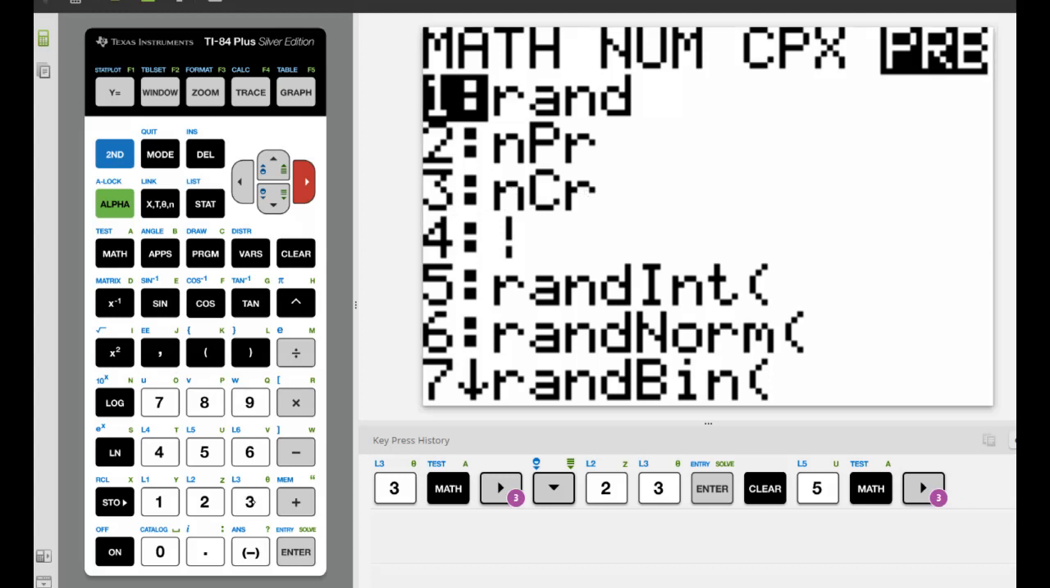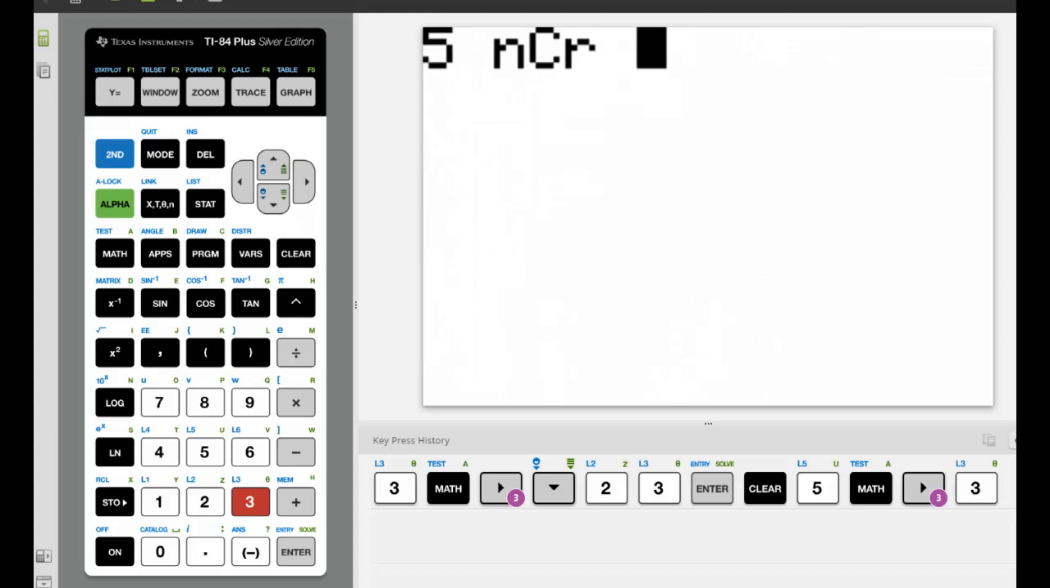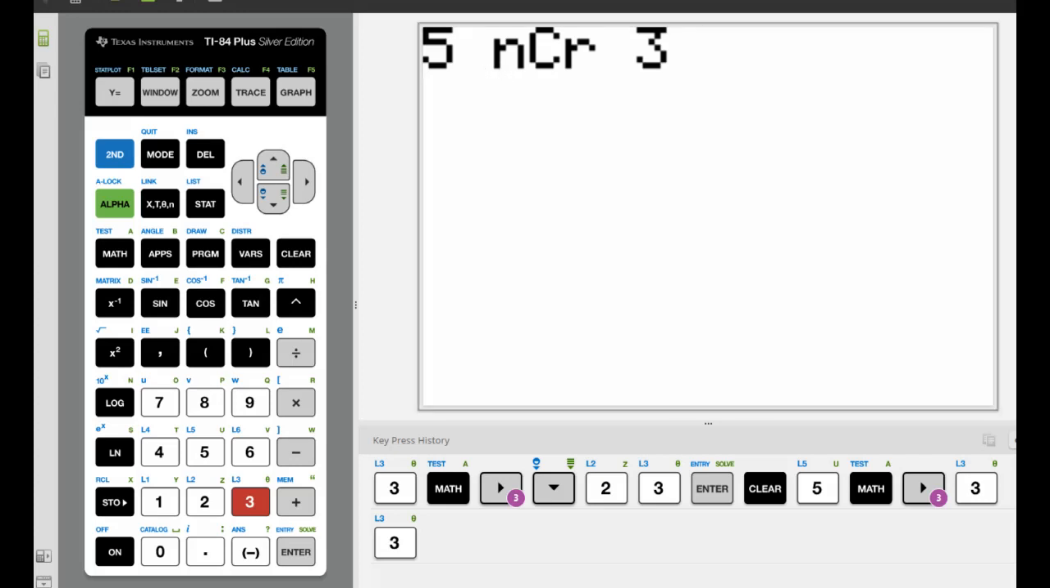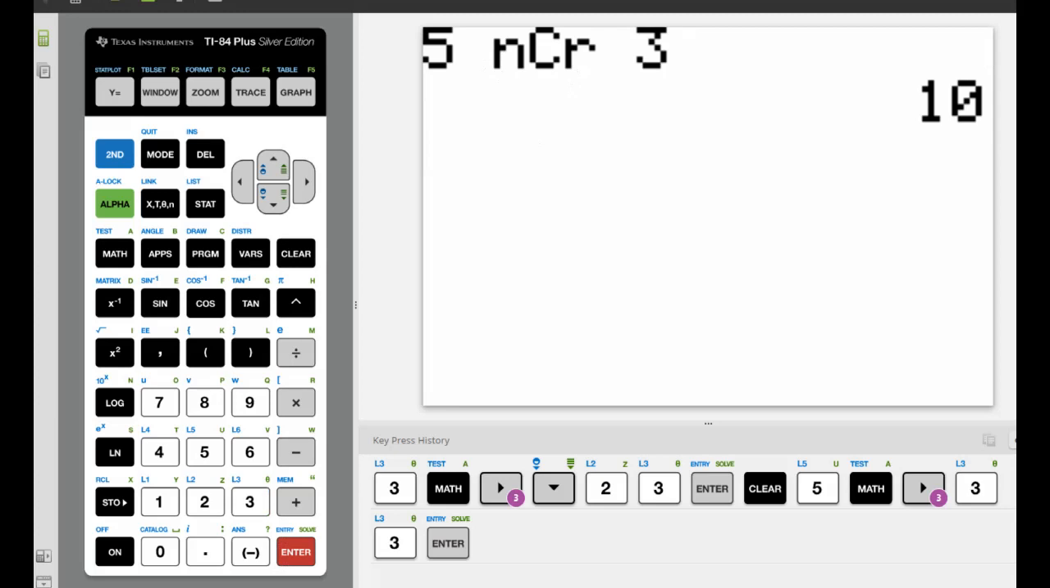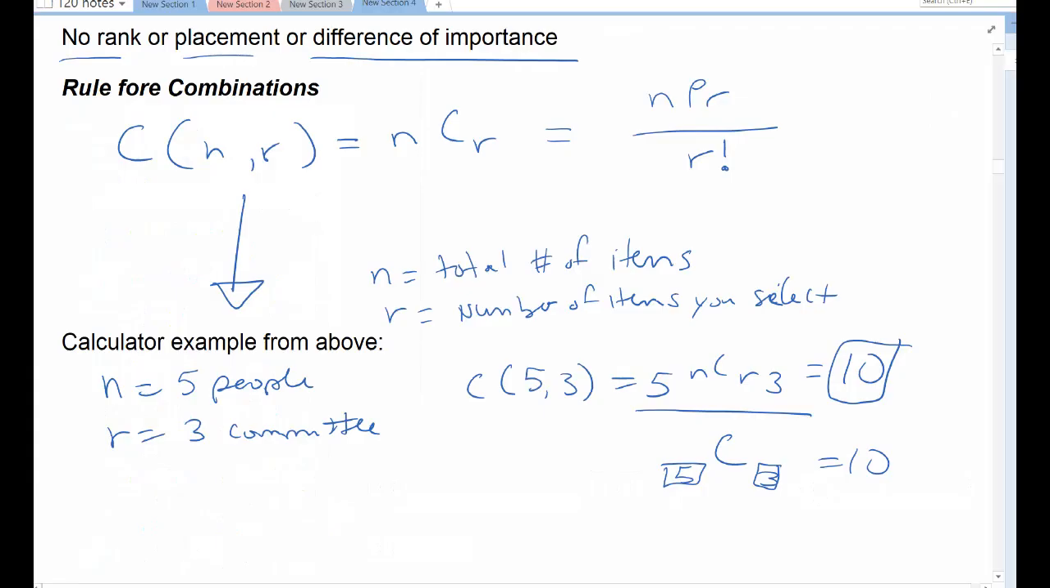I pick that, and then I have to type in my 3 again, because I'm picking 3. 5 choose 3. Again, if yours is a newer model, you'll put 5 in, there'll be a little box for the N, you'll put 5 in there, there'll be a little box for the R, and you'll put 3 in there. Hit enter, and it should come out 10, and it does. So there were 10 committees.